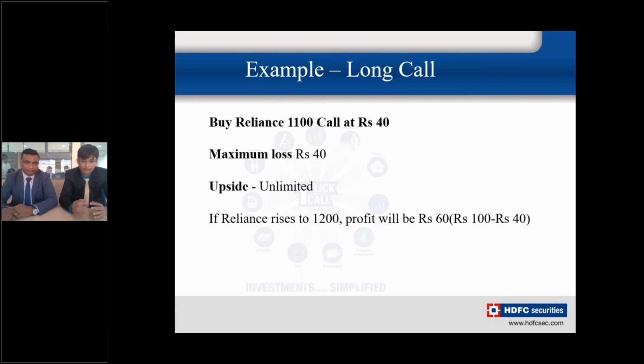However, if the price falls, your loss will be limited to the premium paid. So the main advantage of buying a call is that your risk is limited to the premium paid.